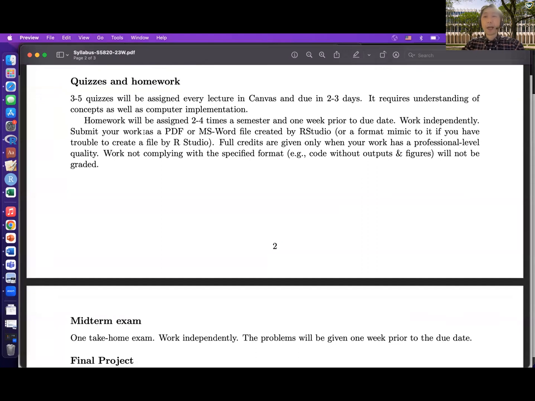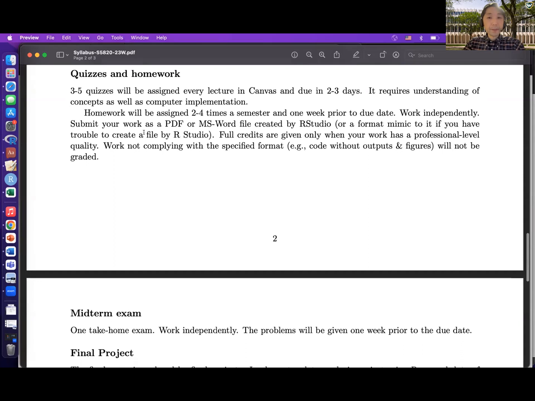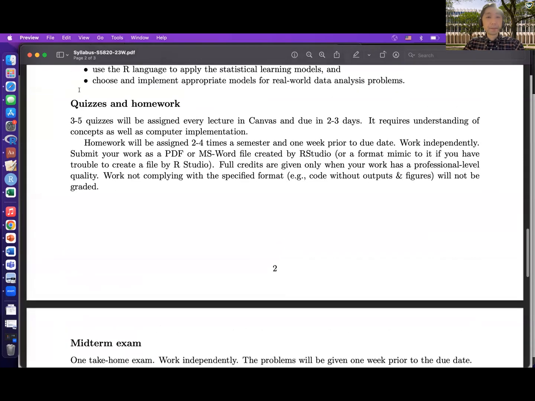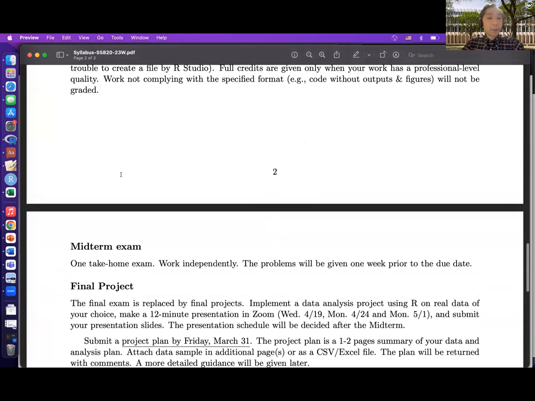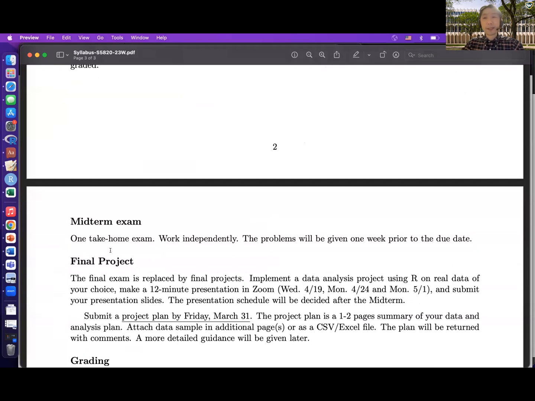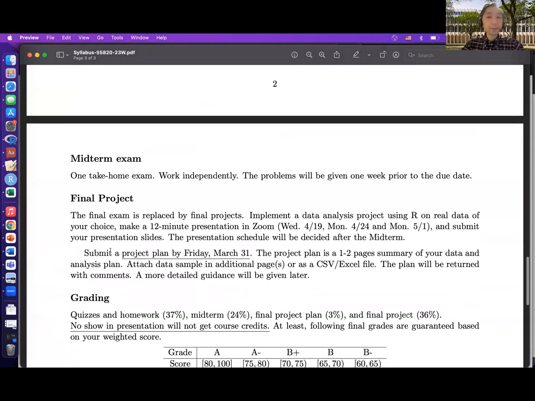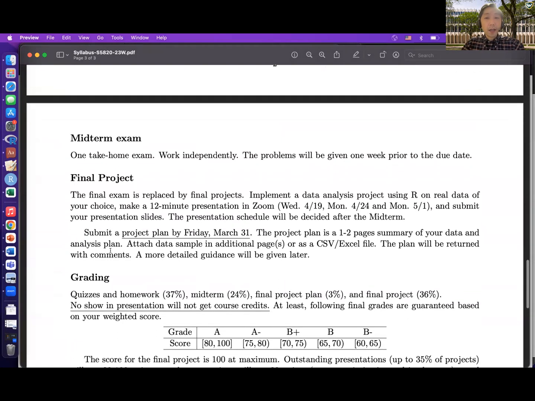And homework will be assigned only a few times a semester, probably twice or 3 times. And the midterm exam is one take-home exam. Usually it has data analysis questions and also some algorithm questions. And the problems will be given 1 week prior to the exam.